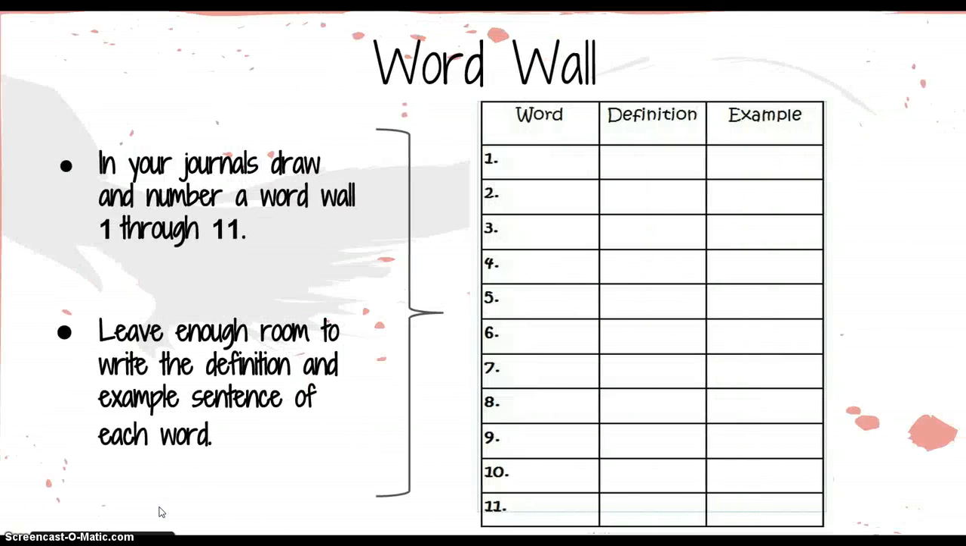Just like last week and the prior week before, you're going to be taking your notes on a word wall. In your journals, draw and number a word wall 1 through 11. In this case, it's 1 through 12. Leave enough room to write the definition and example sentence of each word. If you're having trouble making a word wall, please reference the video on our vocabulary page.